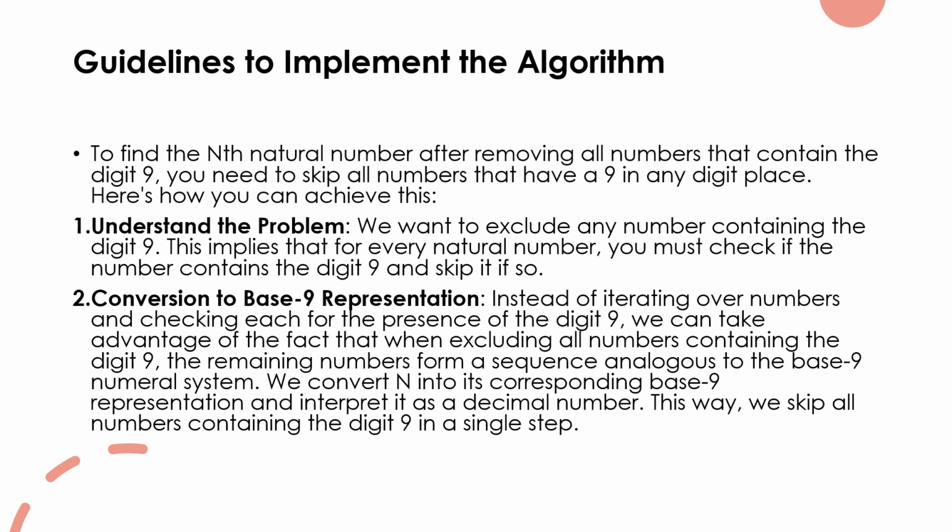Steps to implement. Convert the given number n into a base 9 representation. Interpret this base 9 number as a regular decimal number to get the desired nth natural number.